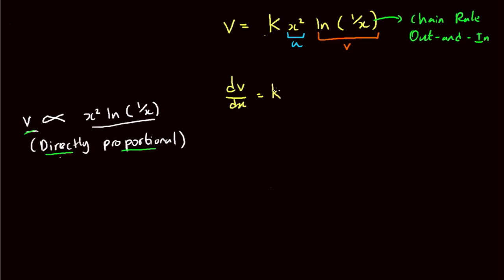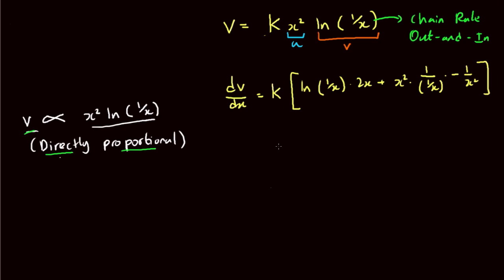Okay, so let's try to solve this together. The k is a constant, so don't worry about it too much. So just simply ln 1 over x, okay, from product rule, times u, which would become 2x plus x squared, and then the derivative of v. So it's just simply 1 over x times the derivative of 1 over x, which would become negative 1 over x squared.